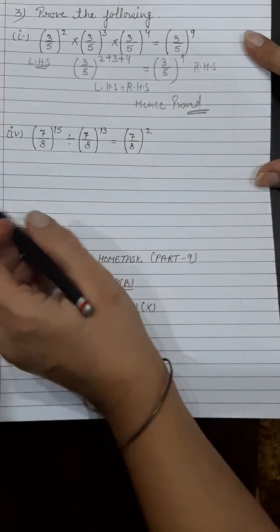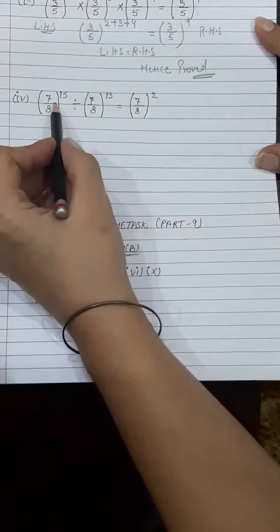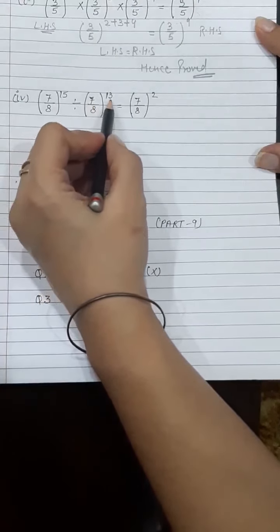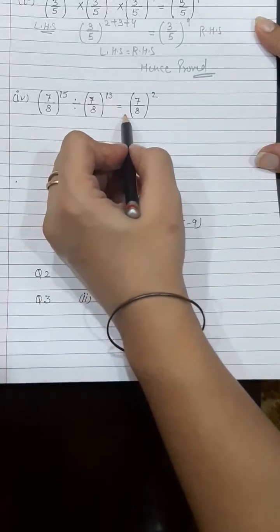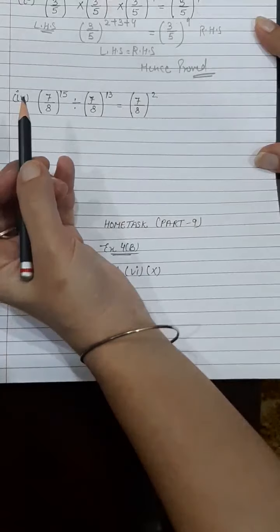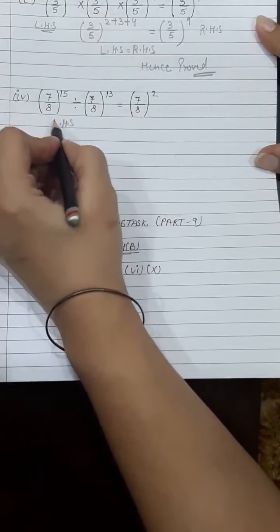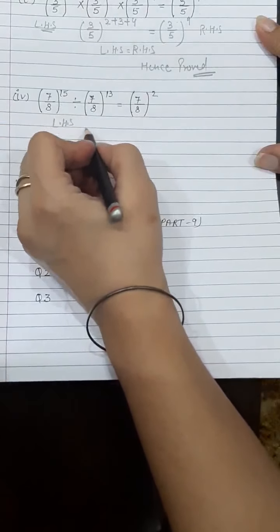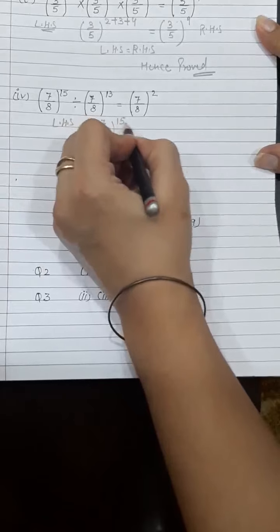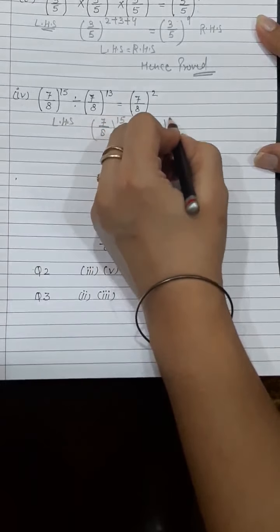Is it clear, beta? Now, next fourth part, 7 by 8 to the power 15 divided by 7 by 8 to the power 13 is equal to, the answer should be 7 by 8 to the power 2. You have to check. So start with taking left hand side. Left hand side is 7 by 8 to the power 15 divided by 7 by 8 to the power 13.